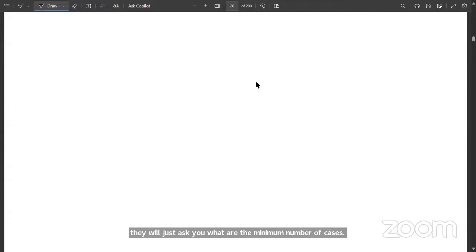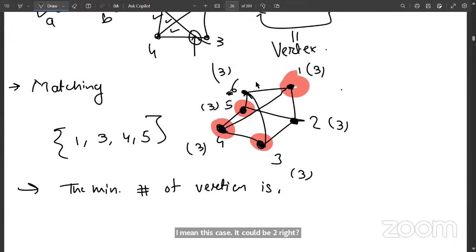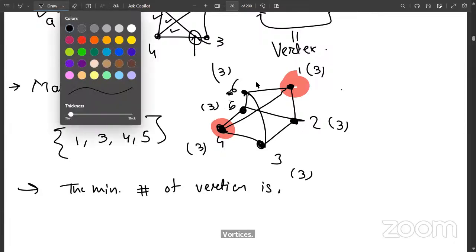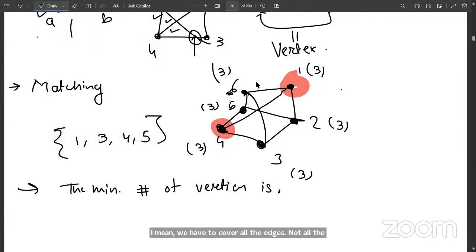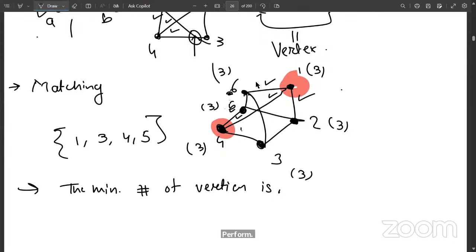Okay. Ma'am, in this case, it would be 2, right? No, I think we need 4 vertices. Because if we take 1 or 4, 1 is covering 6, 4 and 2, and 4 is covering 5 and 3 also. No. We don't have to cover vertices, we have to cover all the edges, not all the vertices. That's the thing in vertex covering. For example, if I consider vertex number 1, that means this edge and this edge are covered. So if I consider 4, then this edge is covered.